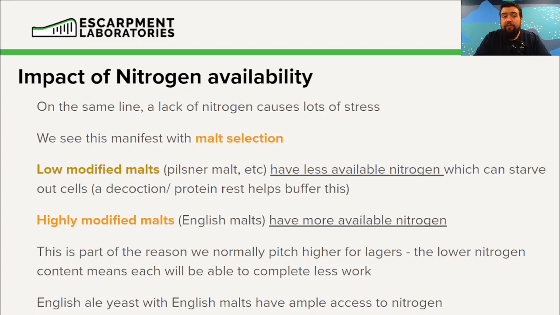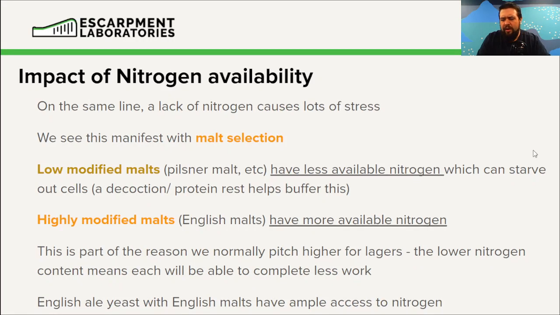And same thing goes for nitrogen. Now, we typically see nitrogen manifest with malt selection. We have low modified malts, things like Pilsner malts, Bohemian Pils malts, the Italian Pilsner malts, malts used to make lagers. They're typically less modified, which means they have less available nitrogen, which can then starve out these yeast cells. We can buffer that out by doing a standard decoction protein rest, which is why that exists, by the way.